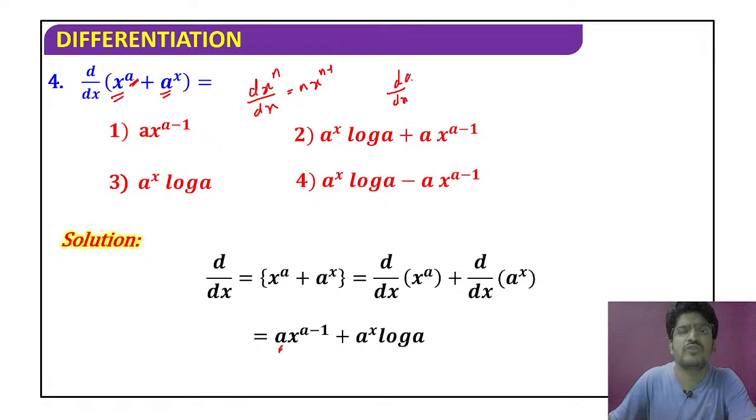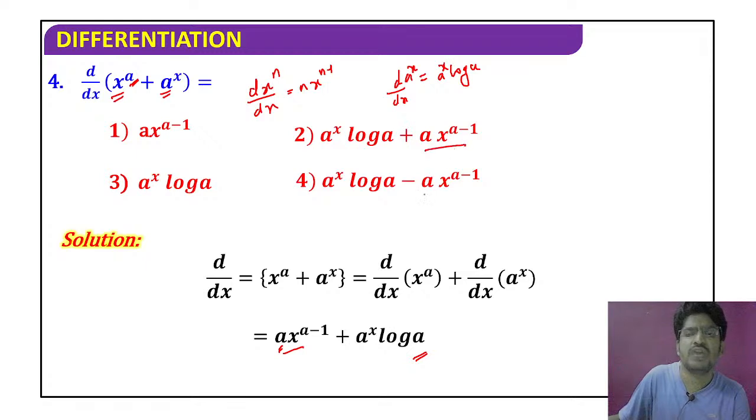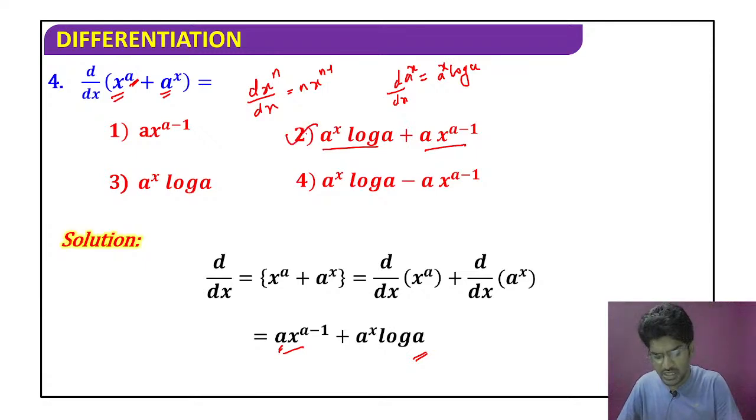Already you know the formula of differentiation of a to the power of x, that is a to the power of x into log a. So this will be a to the power of x into log a. Okay. Clear? So now here you can just see a into x to the power of a minus 1, a raised to x into log a. Therefore option 2 is going to be the right answer.